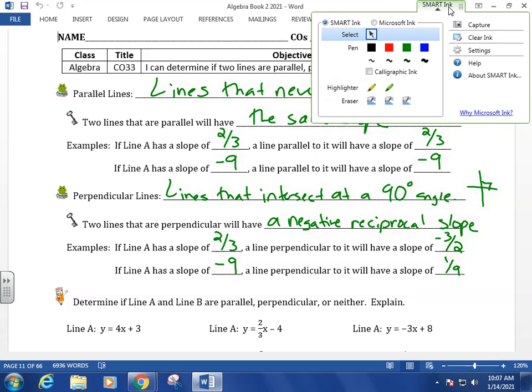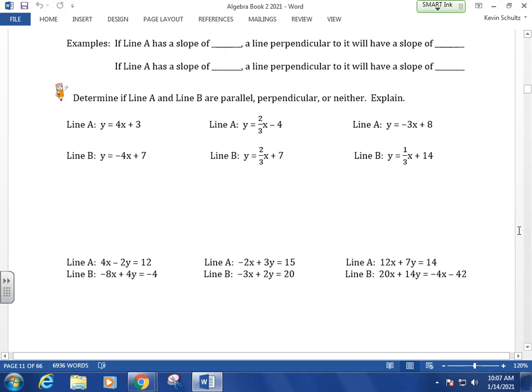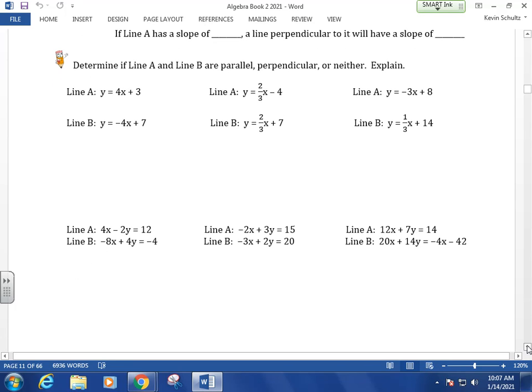Okay, so let's practice a little bit here. Determine if line A and line B are parallel, perpendicular, or neither, and explain. To start, I just give you both lines in slope-intercept form. So this first one, line A, y is equal to 4x plus 3. Line B, y is equal to -4x plus 7. Raise your hand if you think it is parallel. Parallel lines.